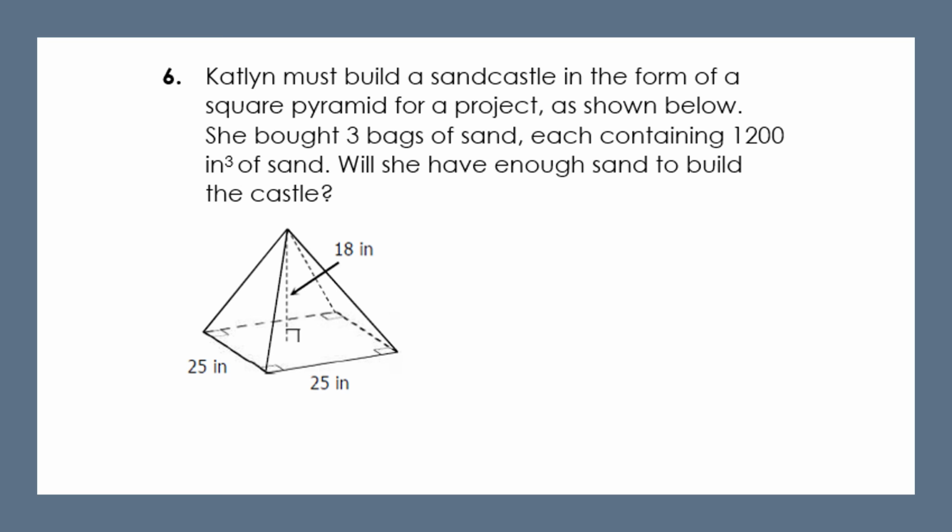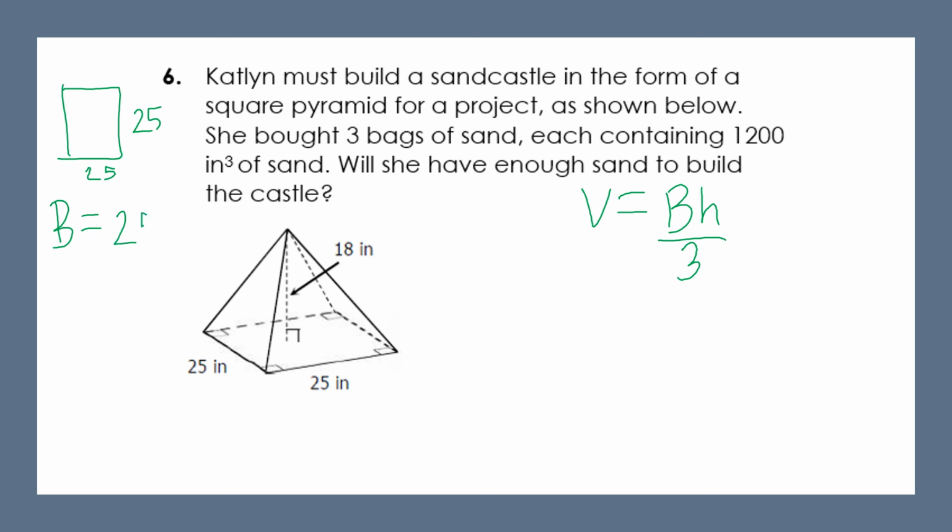Okay, so in order to figure out if she has enough sand, we need to first figure out the volume of the castle. So again, because the castle is in the shape of a pyramid, we will do base times height over 3. The base of this one is a square, so finding the base this time should be pretty simple. All right, we've got a square and the sides are 25, so 25 squared, or 25 times 25, is going to be your base, which is going to be 625.